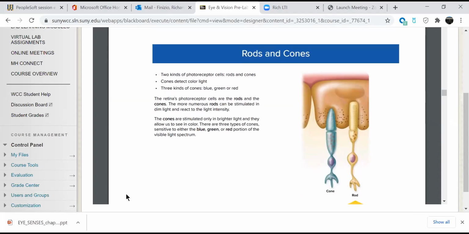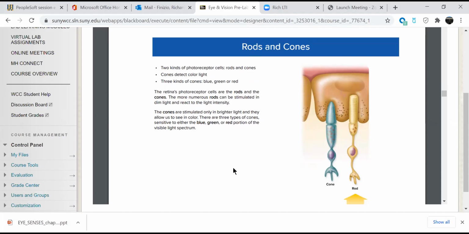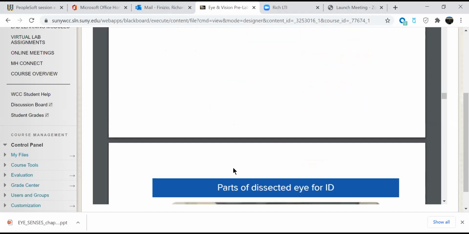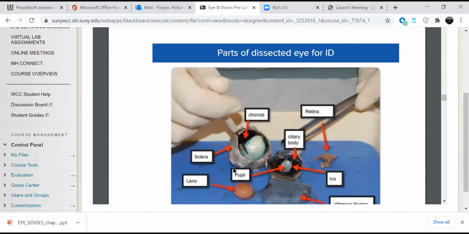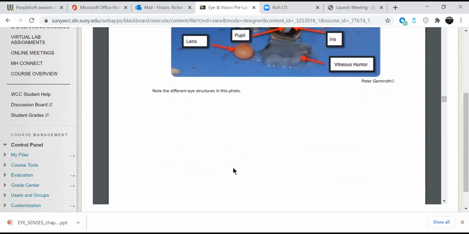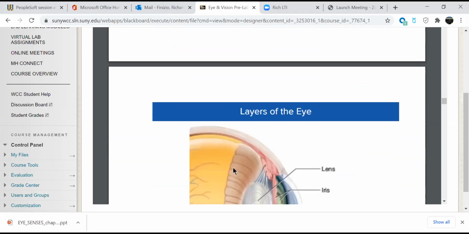He sort of shows you the difference between the cone and a rod. And these have photopigments. Now remember, rods are more for dim light, black and white, whereas cones are more for brighter light and color. And fovea centralis is mostly cones. See the gelatinous vitreous humor, which is on the bottom there. You can see it's kind of gelatin-like.